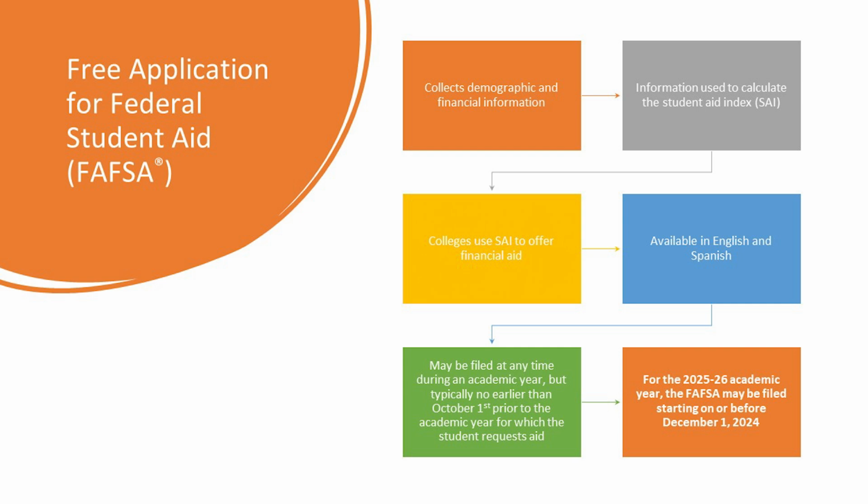So the FAFSA is important for securing financial aid. The FAFSA collects your demographic and financial information, which is used to calculate your Student Aid Index. There's that common term again. Colleges use your SAI to determine your eligibility for financial aid or need-based grants. For the 25-26 academic year, you can file the FAFSA application now at studentaid.gov.